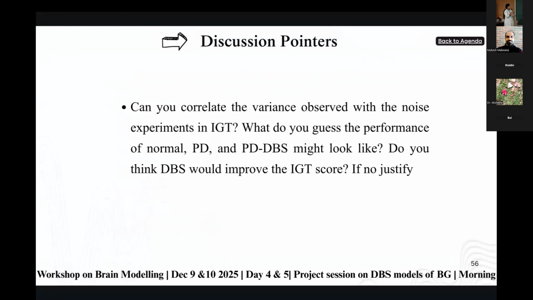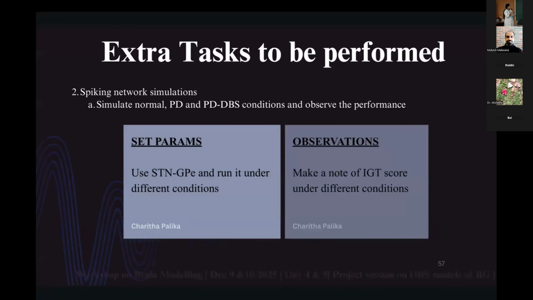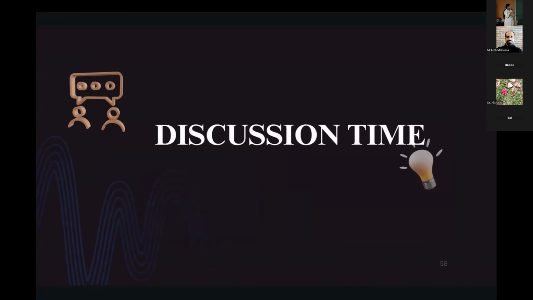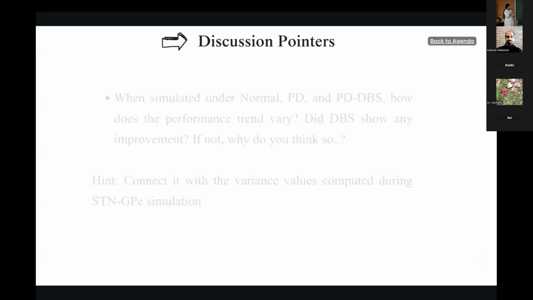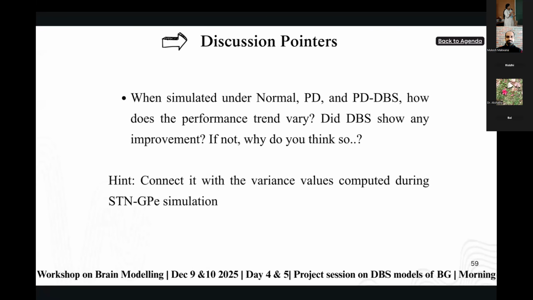And can we correlate the variances we observed with the noise experiments we have done with IGT? Yes, we have done that. And looking at that, we were able to guess that normal will definitely have a better performance in comparison with PD or PD DBS. And we have also done some simulations by integrating it with the spiking network. And when we did that, we didn't really see as good an improvement to normal condition.